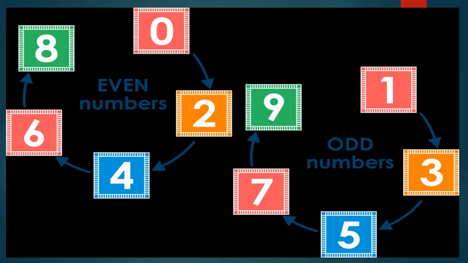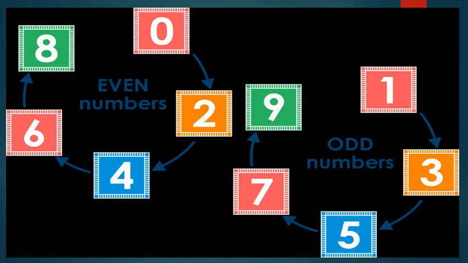Now the following is going to help you a lot when you are trying to discover if a number is an odd number or an even number. So in all cases, your even numbers will always end with 0, 2, 4, 6, or 8.